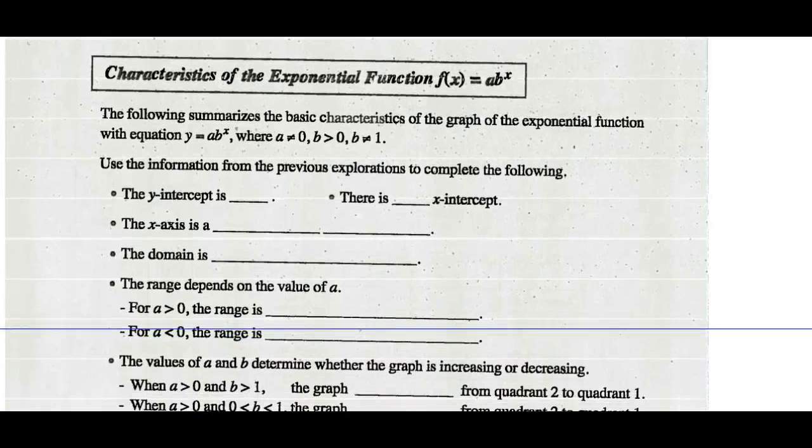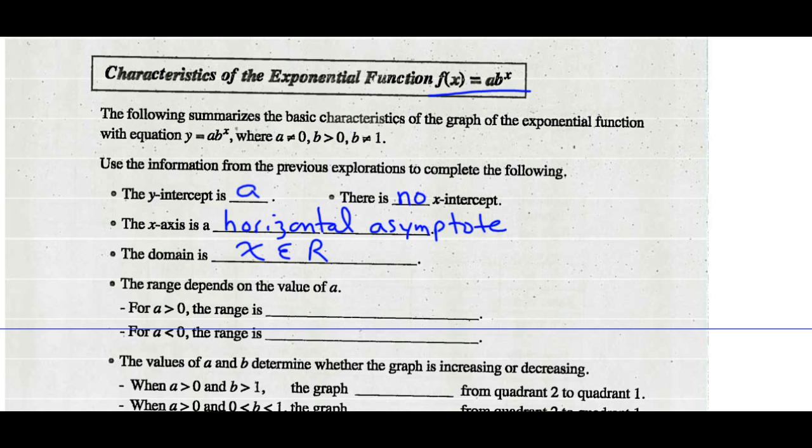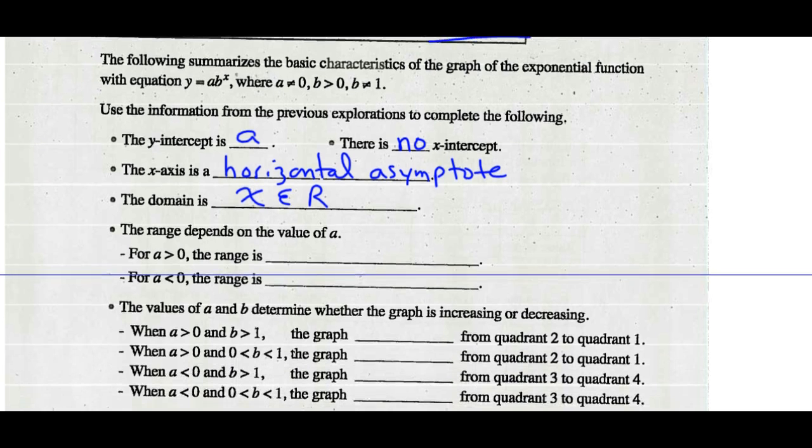So finally, the characteristics of the exponential function, f of x equals a times b to the exponent x. Use information from the previous explorations to complete the following. The y-intercept is a. Whatever the a value is, that's going to be our y-intercept. There is no x-intercept. It never crosses the x-axis. The x-axis is called a horizontal asymptote. The domain is x is any real number. These graphs all go forever right and forever left. The range depends on the value of a.